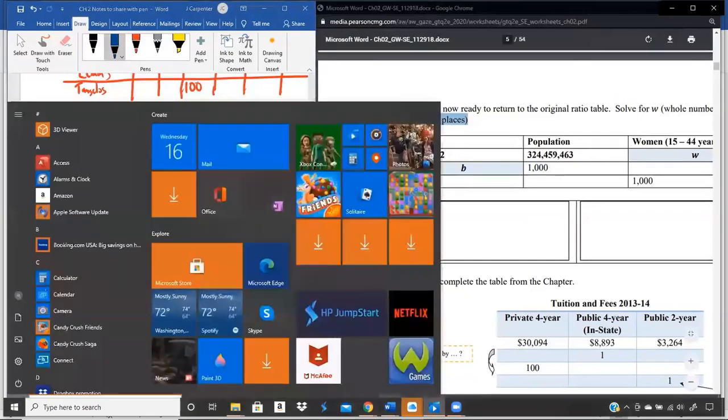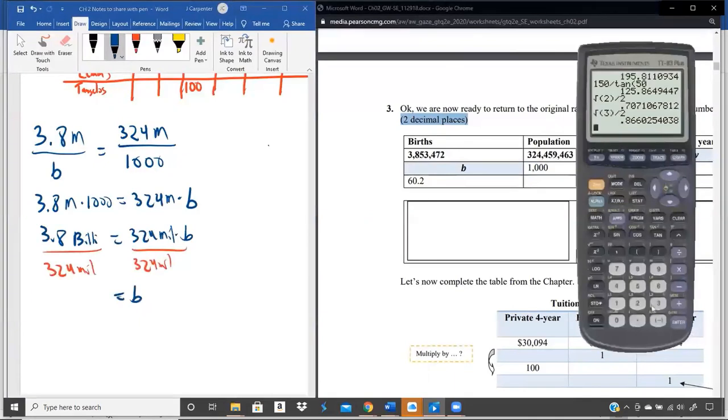So 3, 8, 5. Let me clear all that stuff. That was from my other class earlier. 3, 8, 5, 3, 4, 7, 2, 0, 0, 0, divided by that 324 million number, which is 324,459,463. And we get 11.87, blah, blah, blah. We're rounding to 2 decimals, so 11.88.